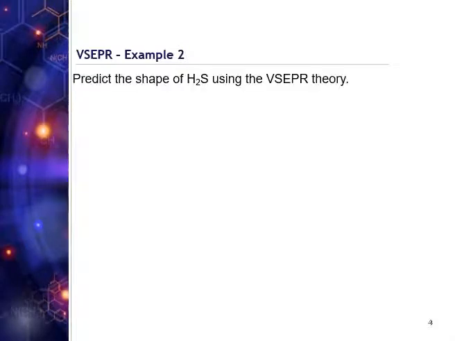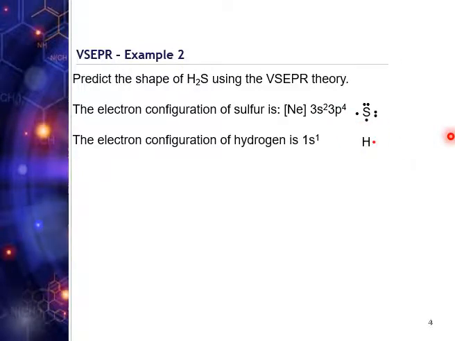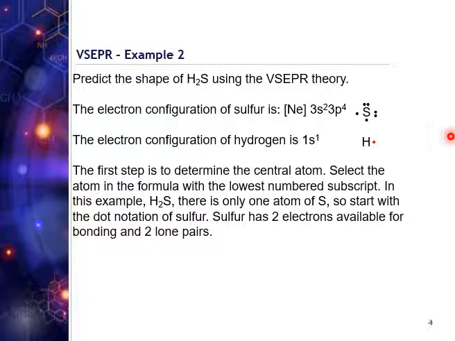Example 2. Predict the shape of H2S, hydrogen sulfide, using the VSEPR theory. The electron configuration of sulfur shows that sulfur has 6 electrons in its outer shell, 6 dots, 6 valence electrons. Hydrogen has 1. The first step is to determine the central atom.